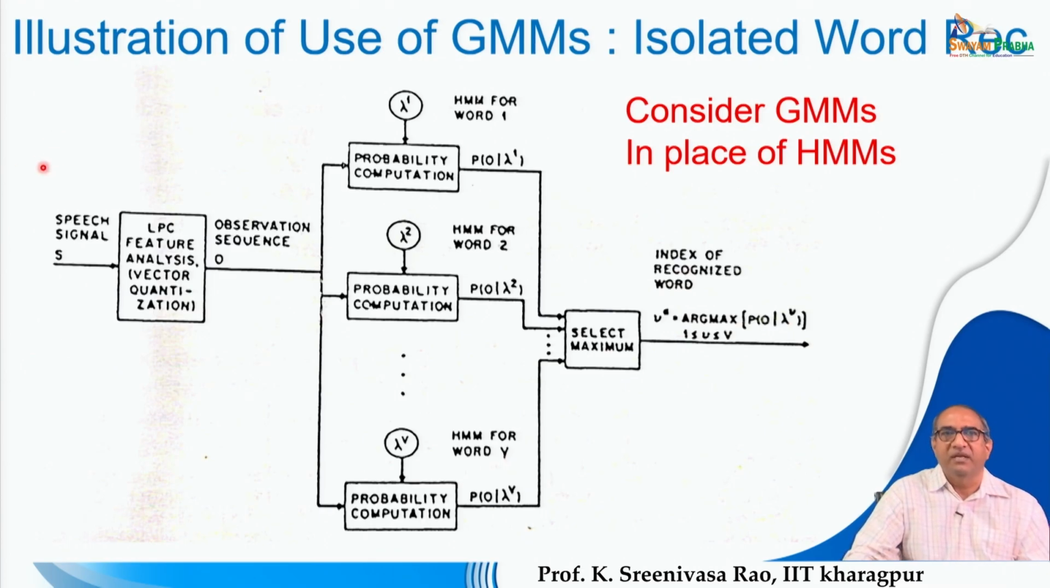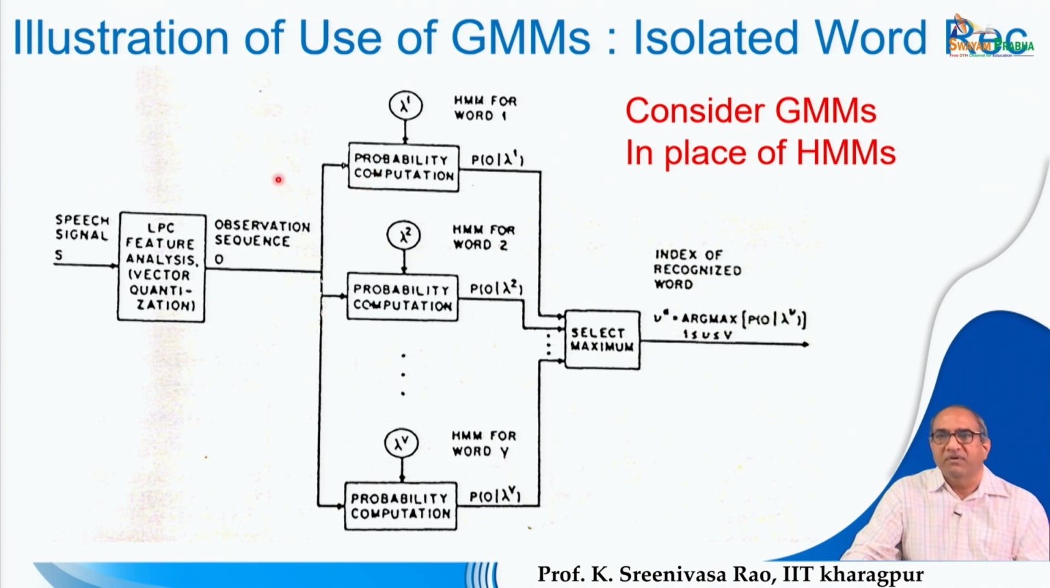Here we have seen the various ways to estimate the probability density functional form, using parametric approaches, non-parametric approaches, and semi-parametric approaches. And here I just want to illustrate how Gaussian mixture models can be used for performing the recognition task.